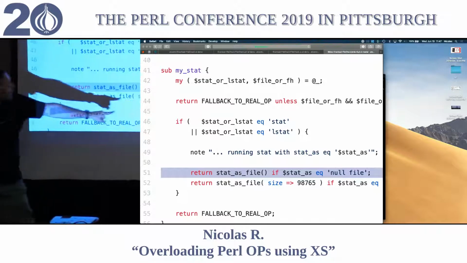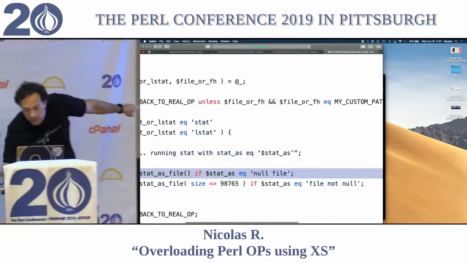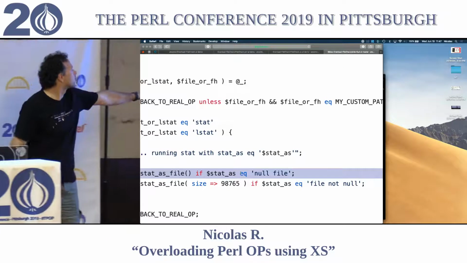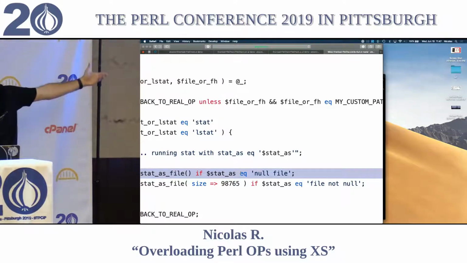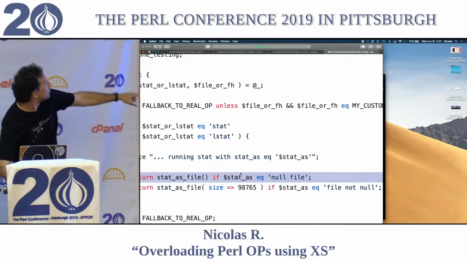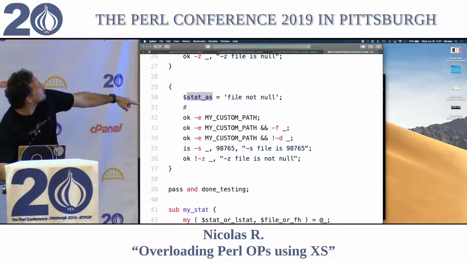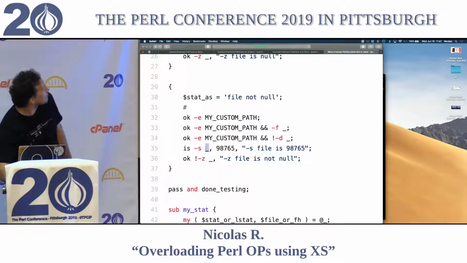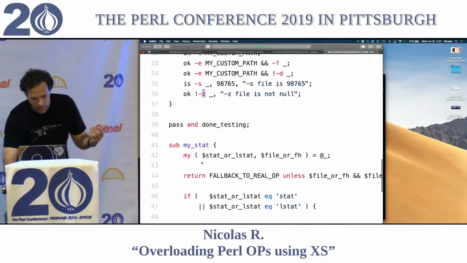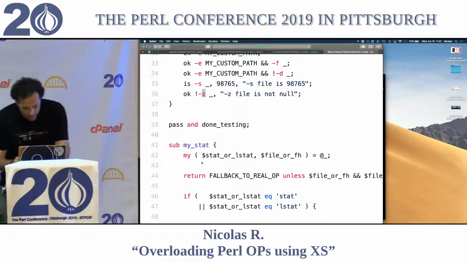And the other flavor of that mock function is, if the file is not null, okay, mock it as a file, but its size is something. Okay, so 98765. And if I say I want to mock it as a non-null file, then now if I do a -s on either my custom path or the underscore, which is the same, I get that size there, and it's a non-null file. So that's cool. So we can easily mock all these things using stat.